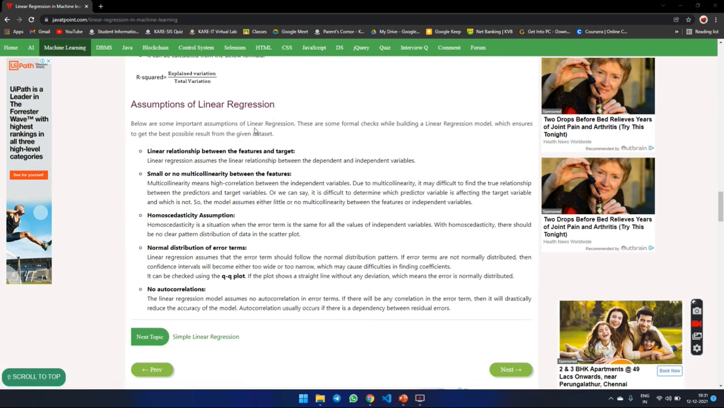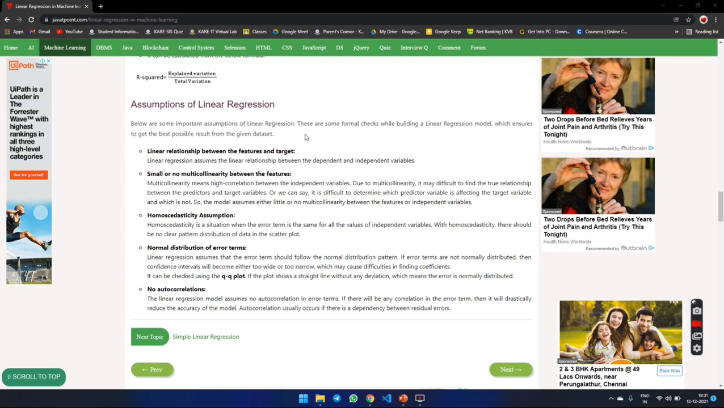Then the assumptions of linear regression. Below are some important assumptions of linear regression, which are formal checks while building a linear regression model, which ensure that we get the best possible result from the given data set. They are divided into 5 types. Linear relationship between the feature and the target, that is, a linear relationship between dependent variable and independent variable. Small or no multi-collinearity between the features.